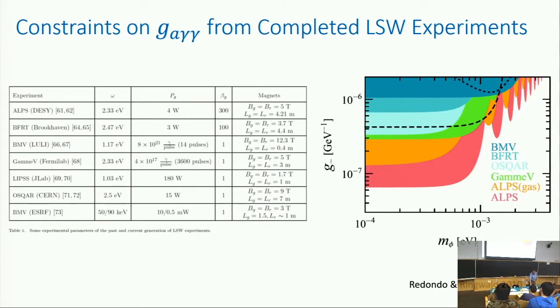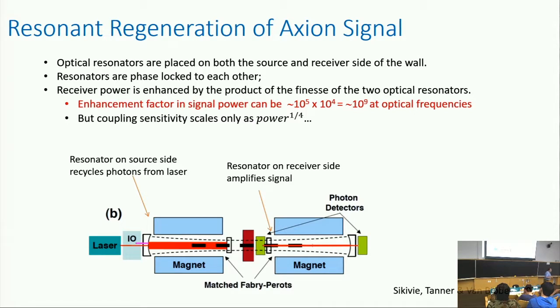Now, there are some really clever tricks which are being applied in the current generation of experiments. This is resonant regeneration of the axion signal. So you can do two things here. You convert what was just a decay pipe on one side of the magnet and on the other side into optical resonators. You put curved mirrors here and here, and you let this laser light bounce back and forth and build up power. So here you can build up as much power as you want until the mirrors are about to get fried, and that implies stored laser power on the order of kilowatts.